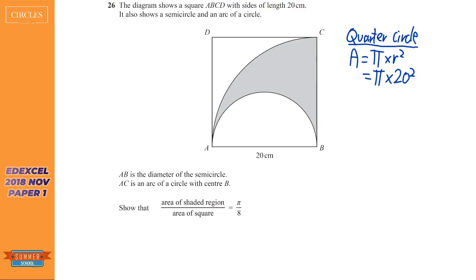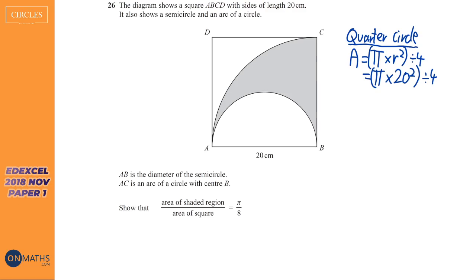But because it's a quarter circle, we need to divide that by 4. I should have really put that in the formula as well, because it's the area of the full circle divided by 4, because it's only a quarter of a circle. Okay, so we need to divide it by 4. So we need to work out what 20 squared is, and you can do that any method you want.